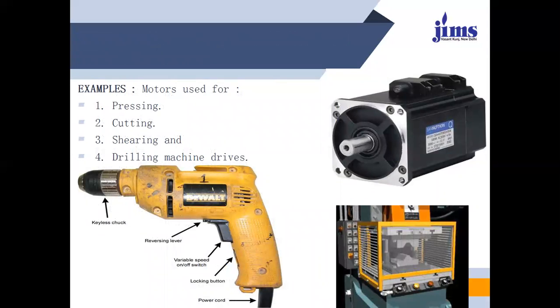Examples of motors used for this duty are the pressing machine, cutting machine, shearing machine, and drilling machine drives. We are showing the different types of machines here. This one is the drilling machine. This one is the pressing machine or the cutting machine, and another one is the shearing machine.